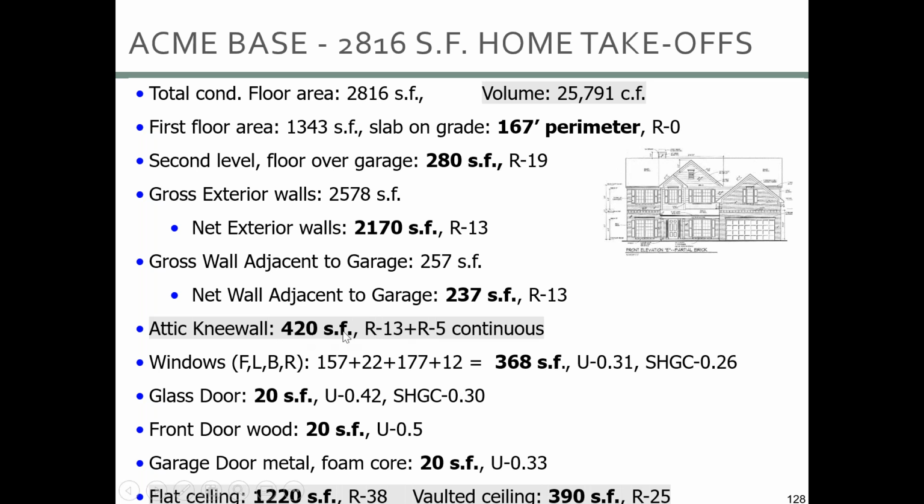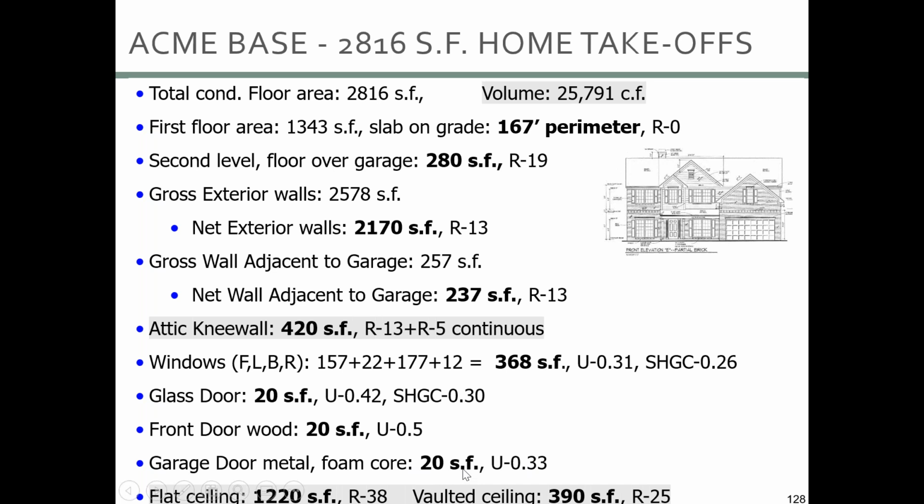420 square feet. The windows, to simplify it, I'm going to say there's really only one type of window. It's the same window, glass performance-wise. So here it is on the front, left, back, and right, and the total area is 368 square feet, and that is the window I'm using. Pretty typical window. Better on U factor, a little better on solar heat gain than prescriptive. There's a glass door, however, that's a little bit worse on U factor and a little bit worse on solar heat gain. And there is a front door that is wood, so it's a little bit worse on code, but the metal door, foam core door to the garage is slightly better, and it's 20 square feet.